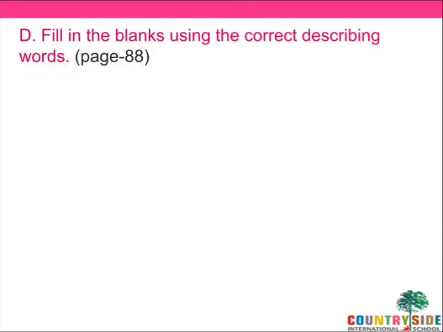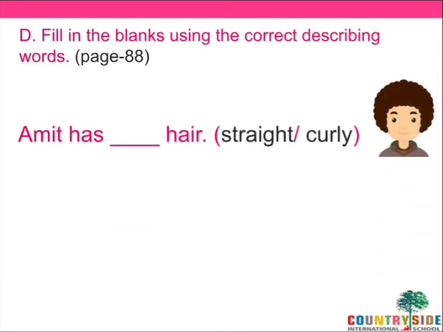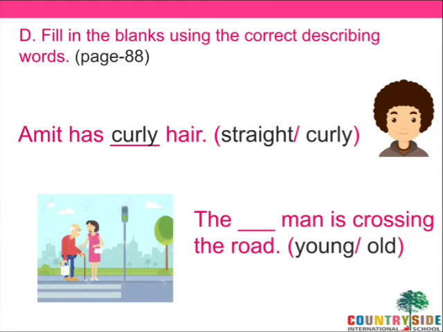So again we are going to fill in the blanks. Yes. So the first is Amit has dash hair. Options are given, straight or curly. Now what kind of hair does Amit have? Curly. Yes. So Amit has curly hair. So curly is a describing word because it shows how the hair of Amit is. Then see the second one.